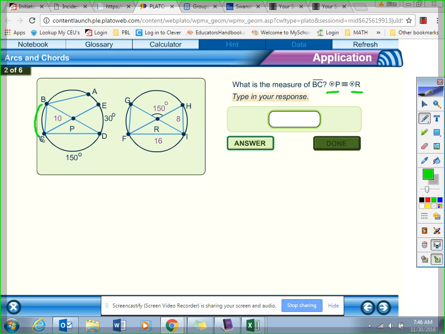Well, if you notice, this is similar to that last problem we just did.